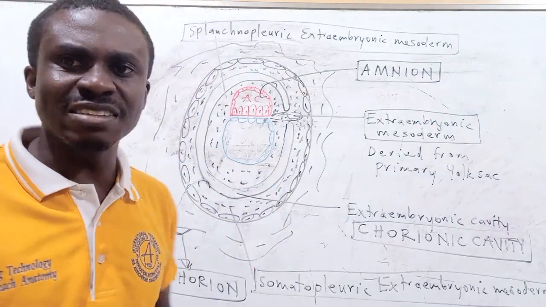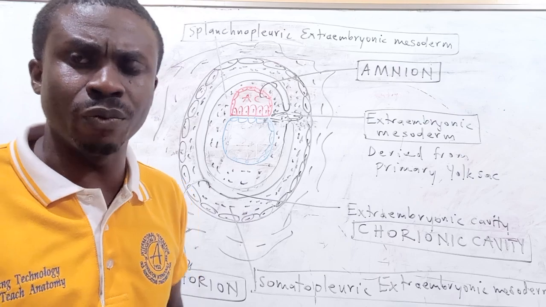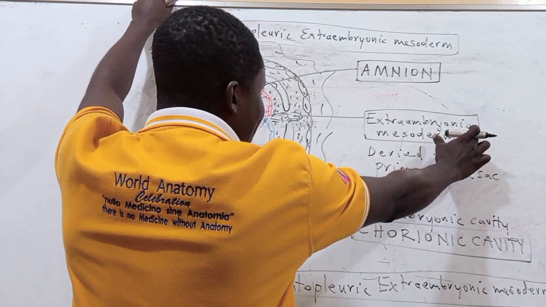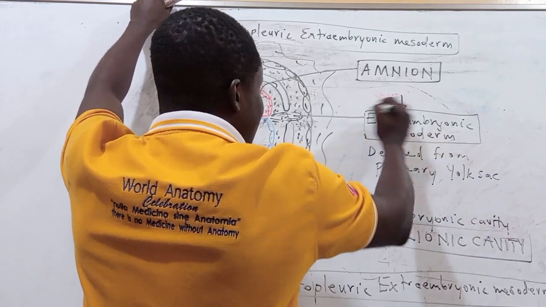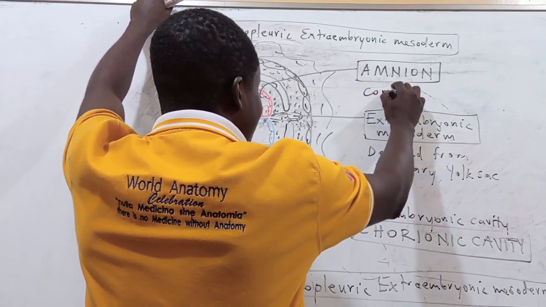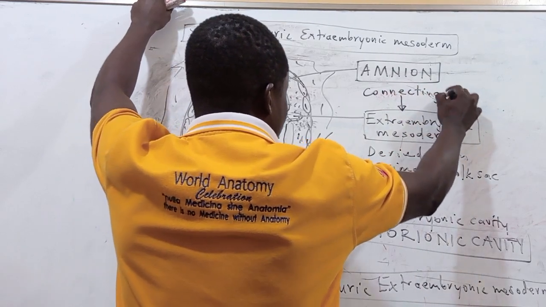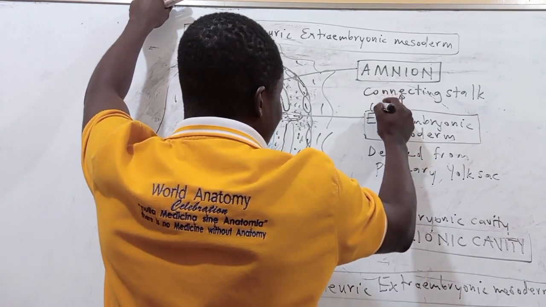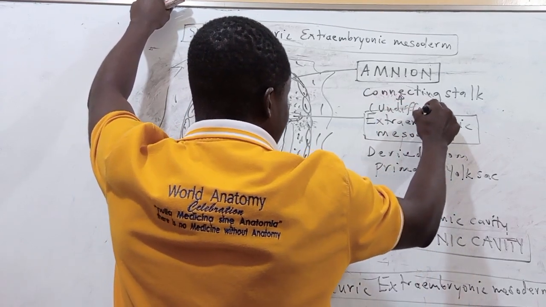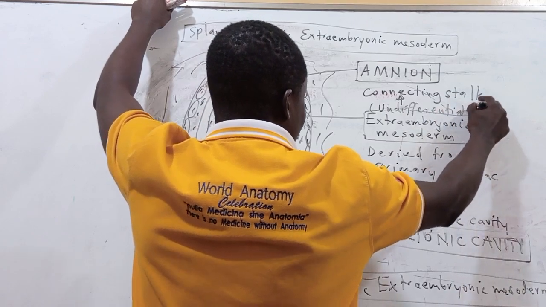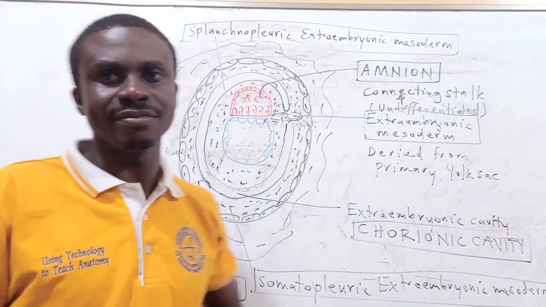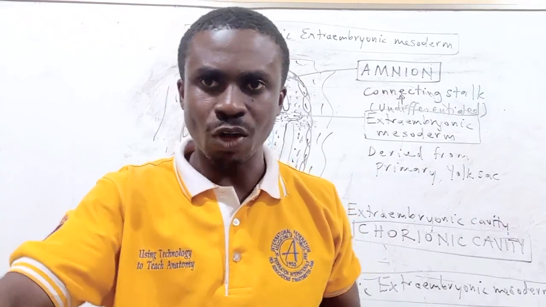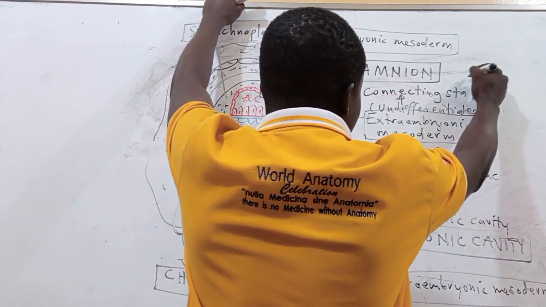And my friends, that is the one which will form something called the connecting stalk. So this area over here is undifferentiated, giving rise to what we call the connecting stalk. Why? Because this time it is undifferentiated. It is the one, my friends, which will be the future umbilical cord. The future umbilical cord.